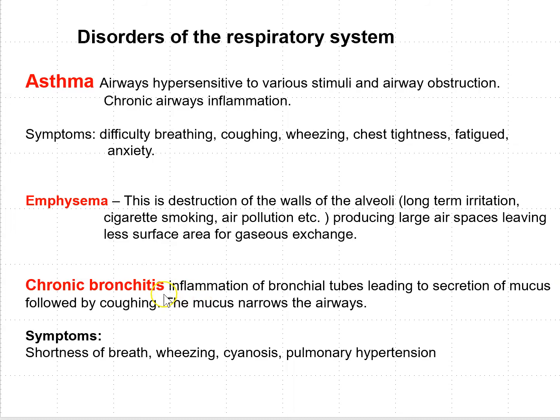And then chronic bronchitis, which is an inflammation of the bronchial tubules that leads to secretion of mucus, which causes obstruction of the airway. So the person may have severe bouts of cough for prolonged periods of time, and this infection can last for a very long time. The symptoms include shortness of breath, wheezing, cyanosis, which is turning blue, and hypertension.